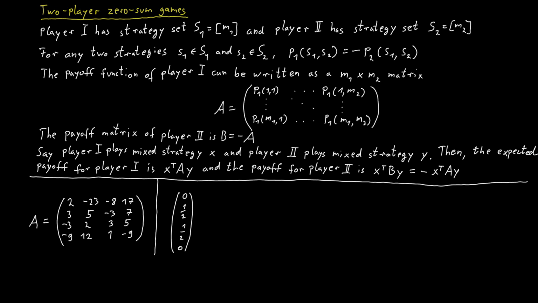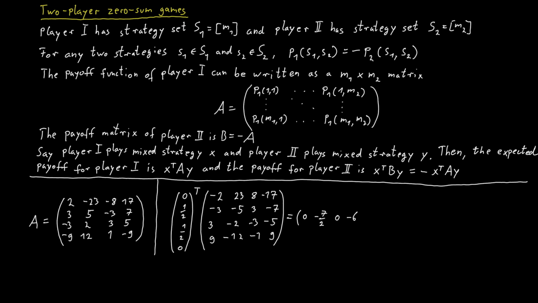Okay, so we can easily figure this out now by just multiplying this mixed strategy with the matrix. So we have 0, 1/2, 1/2, 0 times the matrix. In this case, we need to use the payoff matrix for player 2, which is just minus the payoff matrix for player 1. And if we calculate this, we get the vector 0, minus 7 over 2, 0, and minus 6.